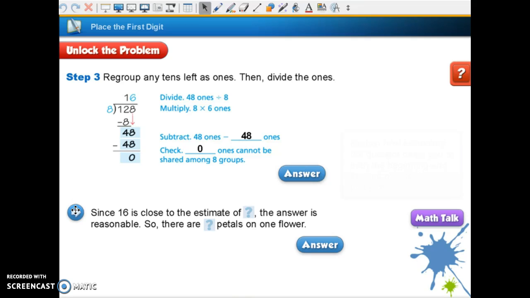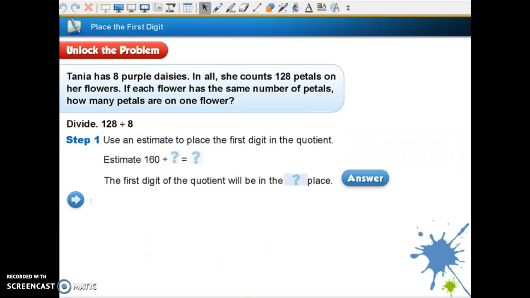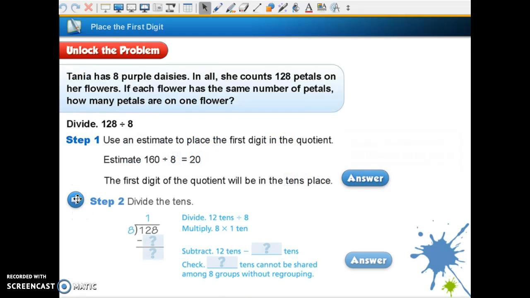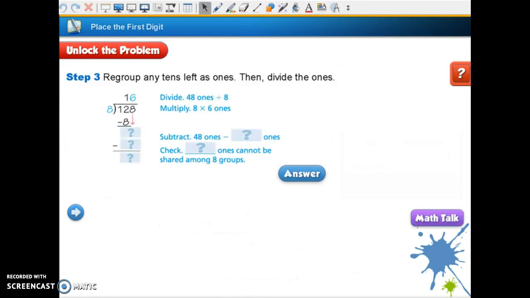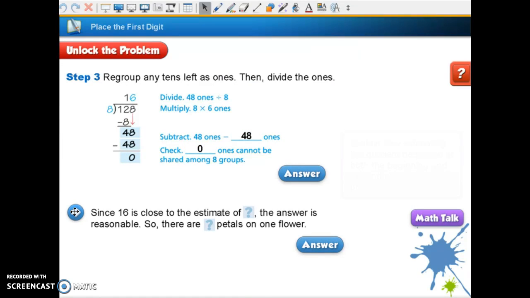Since 16 is close to the estimate of, what was our estimate back on the other problem? Our estimate was 20, right here. So, since 16 is close to the estimate of 20, the answer is reasonable. So, there are 16 petals on one flower.